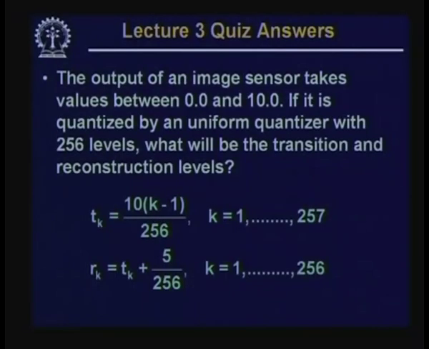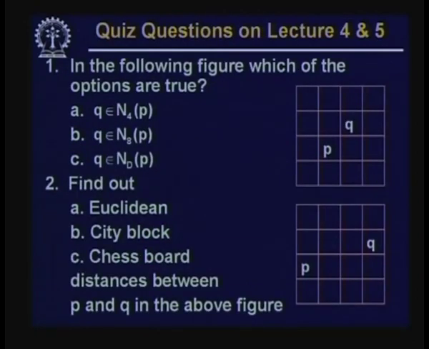Then we had given a second problem, which is for a uniform quantizer design, and here again the solution is very simple. Simply follow the steps of the uniform quantizer design, and you will find that the transition levels and the reconstruction levels you will get as given in these two expressions. Now, let us give some quiz questions for lecture number 4 and 5.